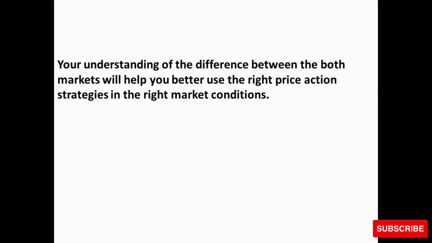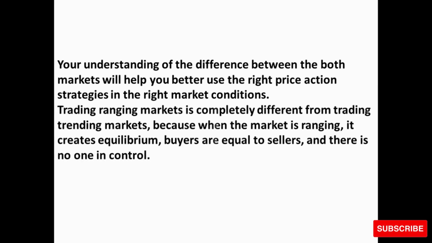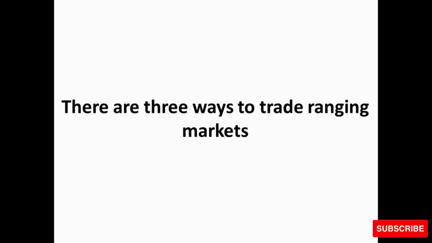the right market conditions. Trading ranging markets is completely different from trading trending markets because when the market is ranging, it creates equilibrium: buyers are equal to sellers, and there is no one in control. The best buying and selling opportunities occur at key support and resistance levels. There are 3 ways to trade ranging markets.